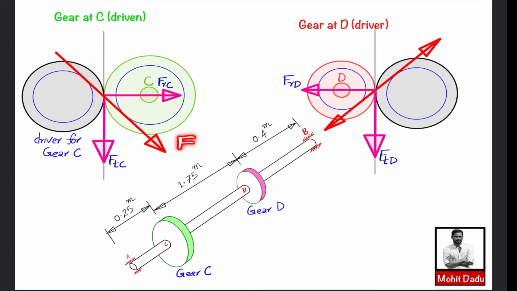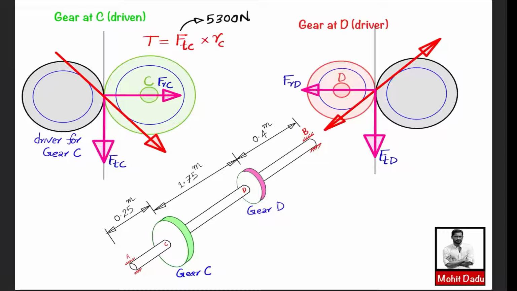So this is the net force which is acting, and it can be resolved into two components. One is this tangential component and the other one is the radial component. The component which is helping in transmitting the power, the torque, is the tangential component. So this tangential component is producing the torque, and you can have the torque T equal to the tangential component FTC into RC. Already RC is known, so you can evaluate FTC. Then you will be getting FTC as 5300 Newton.